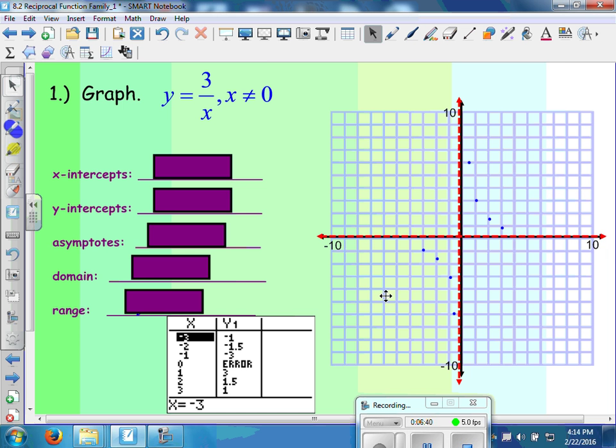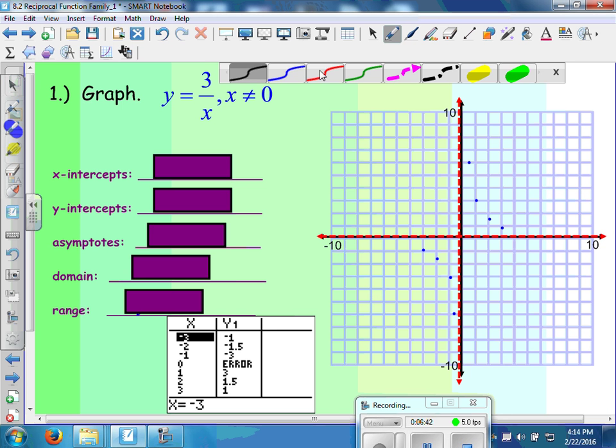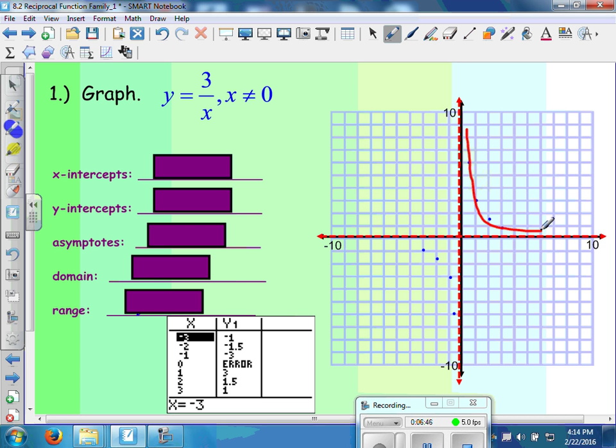Graphing these points from the table of values, you will see the split curve happening. And you have your x and y asymptotes as well. So for this problem, when I look at the x-intercepts, these particular functions never cross the x-axis, so there are none. They also never cross the y-axis.